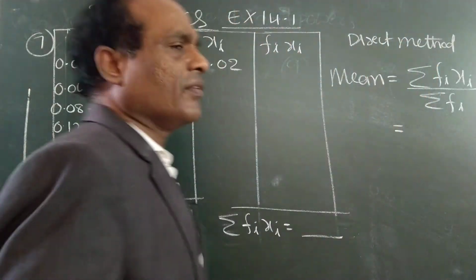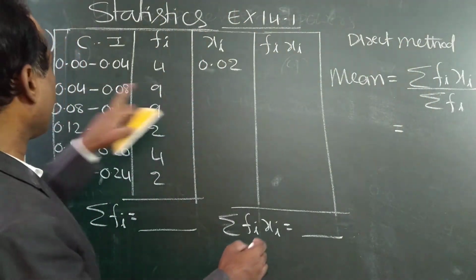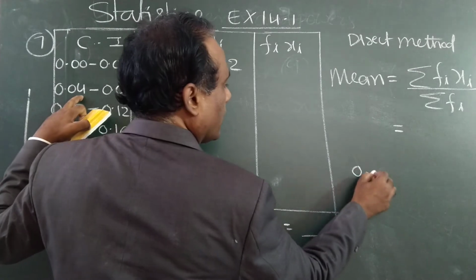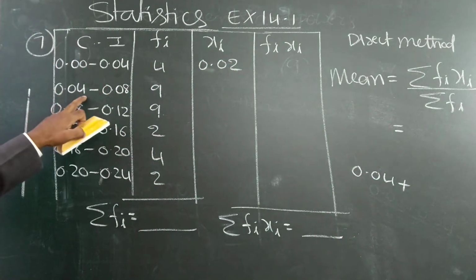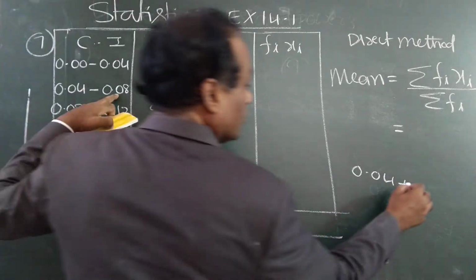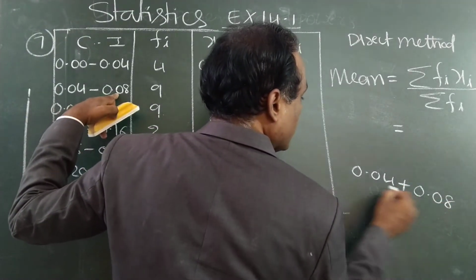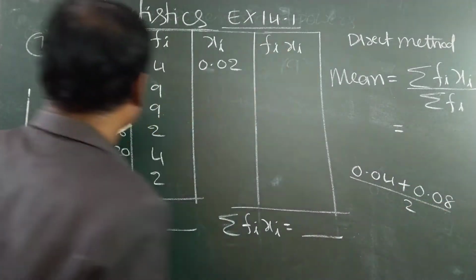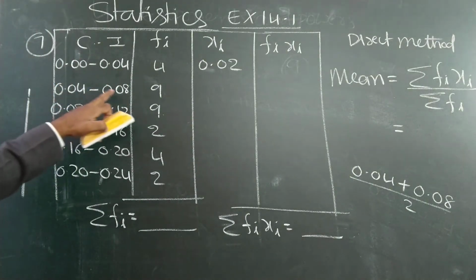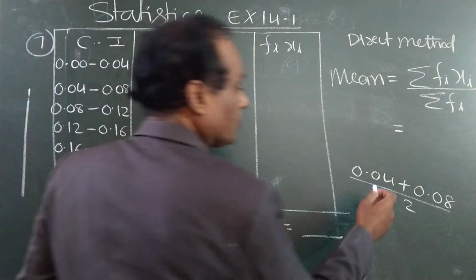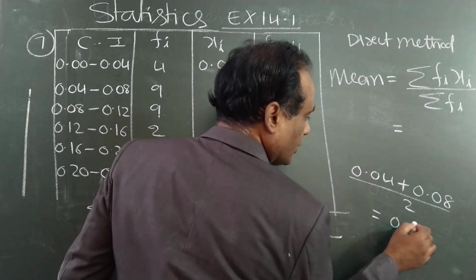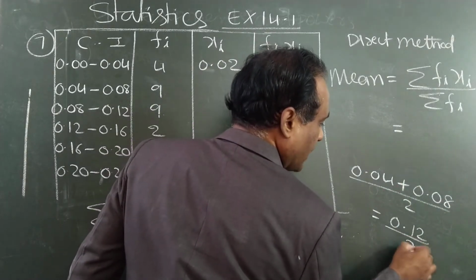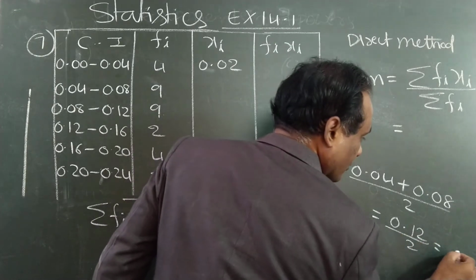Otherwise, one more time I will explain. See here, how to find the mid value. 0.04 plus 0.08 by 2. How much? 8 plus 4 is 12, 0.12 by 2. 2 6s are 12.